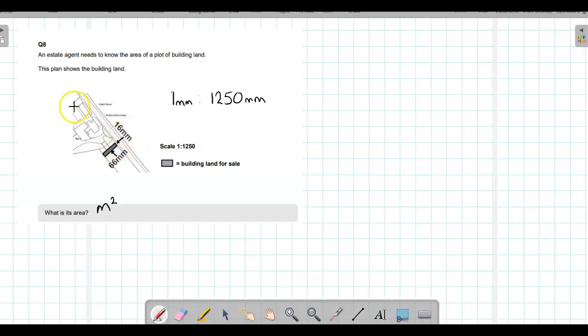So I've got 16 millimetres on the plan. So to calculate that dimension, I would do 16 multiply 1,250. Now this is a calculator paper, so you are allowed to use a calculator for this calculation. And this calculates to 20,000. It's quite a large amount, and this is why maps usually aren't written in millimetres.